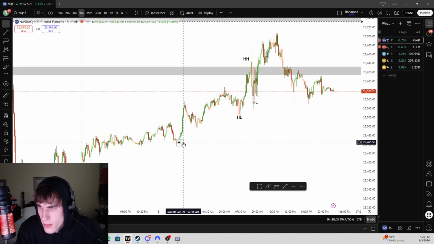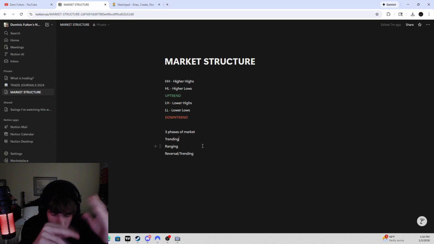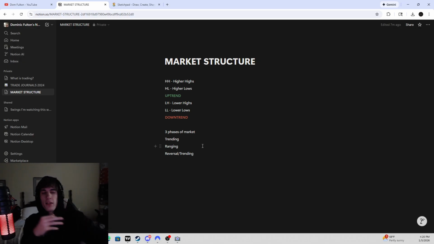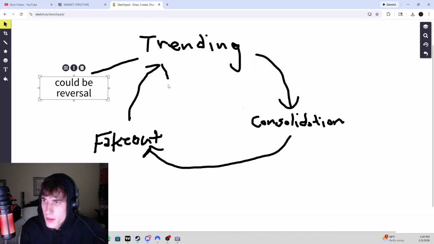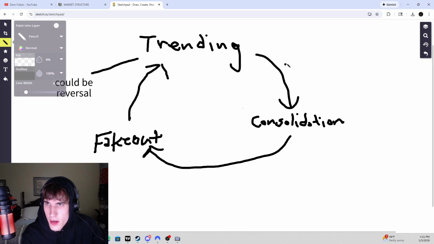So then we'll get on to the next lesson. There's phases in the market, okay? There's three phases of the market. You have the market when it's trending, when it's ranging, and then once it ranges, it can fake out, and then it also can do a reversal after that, or it can go back to trending. So that sounds a little confusing, but I just drew it out right here. So the market goes from trending. So we go from, let's say we're in higher highs.